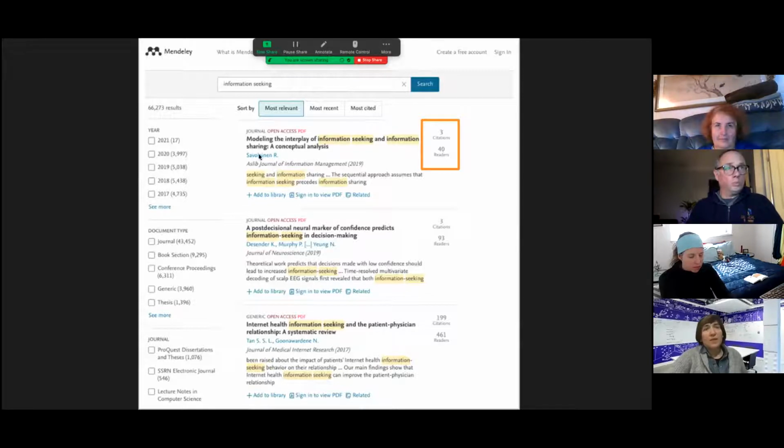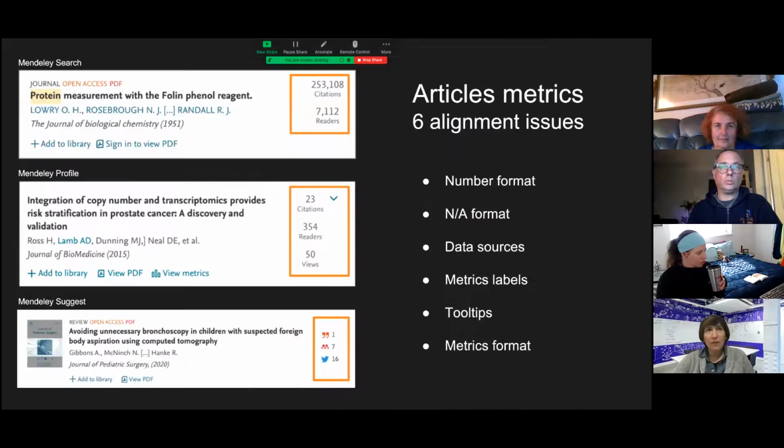And when they search, they find a list of articles with some numbers, and those numbers are article metrics. The most popular one is the number of citations, so how often an article was cited. What we found out was that there were some issues in the way we were displaying those numbers. So we had six alignment issues that we wanted to solve. One of them, for instance, was the fact that we were using a different number format in the Mendeley ecosystem. In the search page, we were using, for instance, commas. In the Mendeley profile, we were not using them. In Mendeley Suggest, we were doing something else.